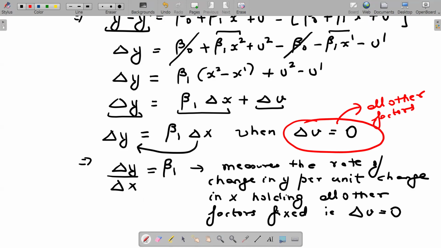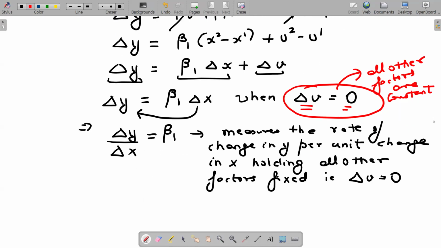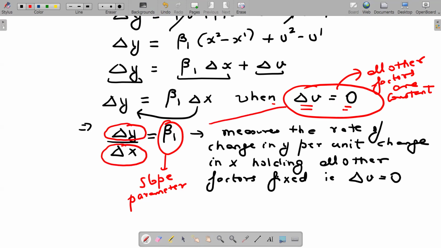Because remember, I said that u captures all other factors other than x, which can have an impact on y. So when I say that change in u is 0, it means all of the factors are constant. So what do we learn? Beta 1, which is the slope parameter, is going to capture the rate of change in y per unit change in x when all other factors are constant. That means when delta u is 0.